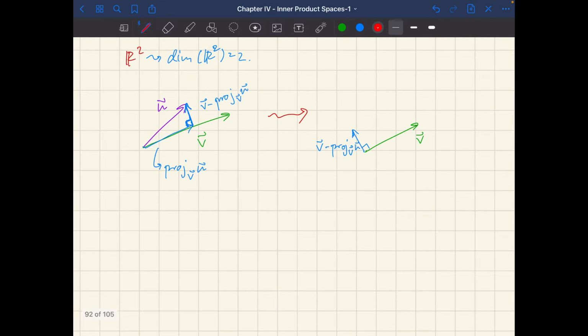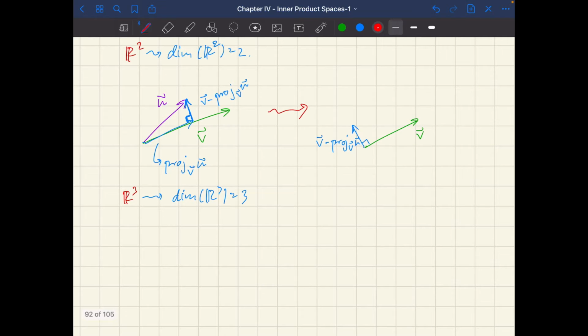Next, now we focus on R3. We know that R3 has dimension equal to 3. So we have these three vectors here: a red one, a blue one, and a green one. It's quite hard to draw, so you can look at it as a three-dimensional shape.